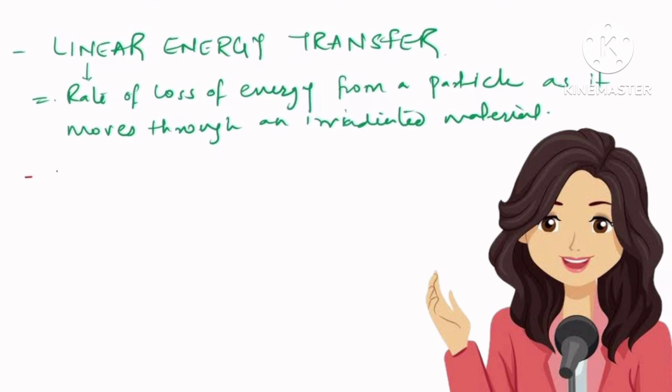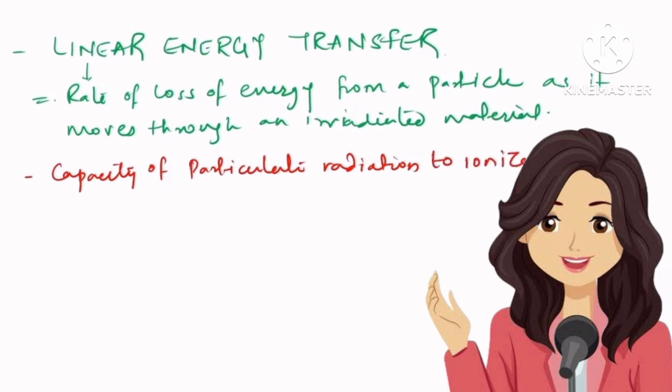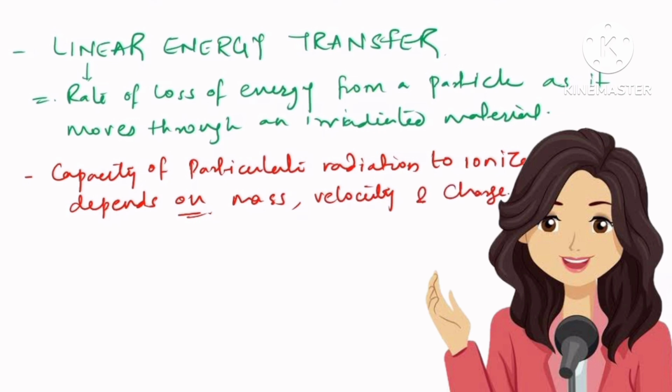So the capacity of particulate radiation to ionize atoms depends on the mass of the particle, the velocity of the particle, and the charge of the particle. Okay, mass, velocity, and charge.